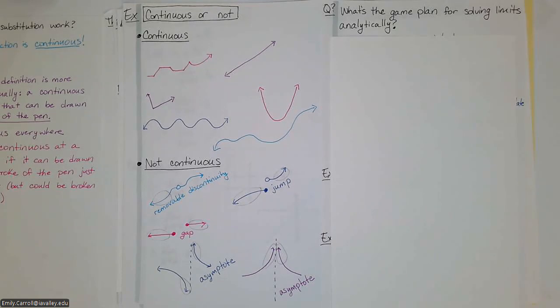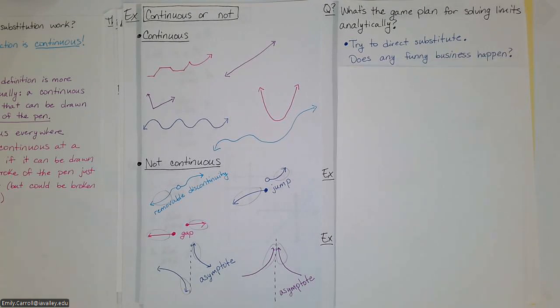So overall, what's going to be our game plan for solving limits analytically? First thing you always want to do is try to direct substitute and just see what happens. What goes wrong, if anything goes wrong, because sometimes it won't.